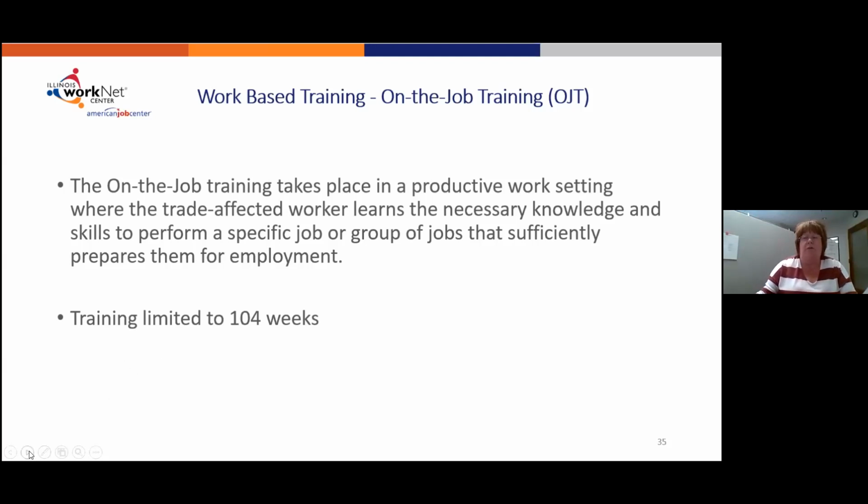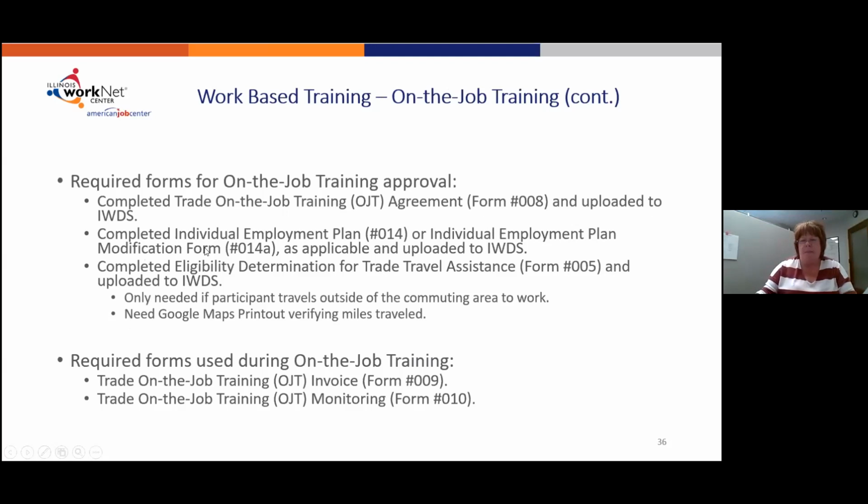And there's a whole set of forms and documents related to OJT that would need to be completed. There's an agreement, an invoice document, and a monitoring document. And so right here on the job training agreement, Form 8, you would have to complete that, upload it to IWDS. You would do the IEP.